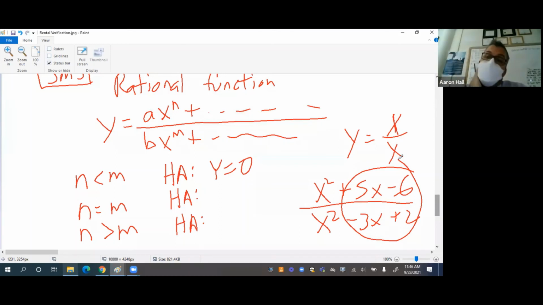Yeah, in this case, it's 1. Well, what if I have something else like here? What if I have something like this here? Yeah, it's going to be 5. Yep, we converge on 5. So in this case, our horizontal asymptote is always going to be y equals a over b.